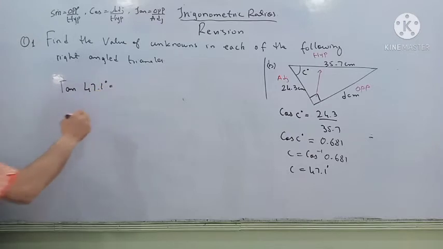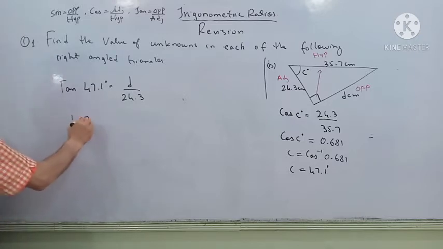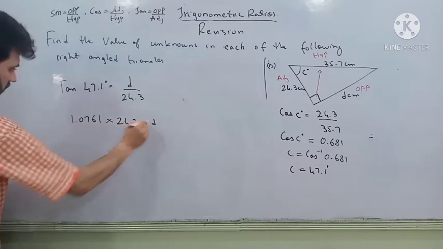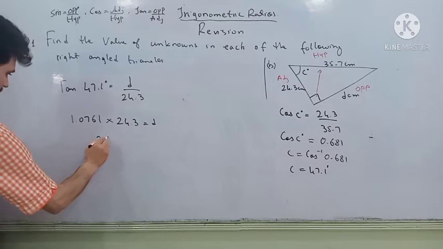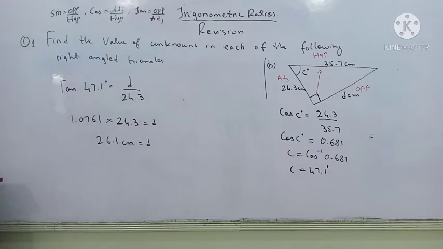47.1 is equal to opposite, which is D, right? Over adjacent 24.3. So now find out tan 47.1. That is 1.0761 multiplied by 24.3. 26.1 centimeter. So this is D, right? So these are the very simple questions. Now move towards the next question.